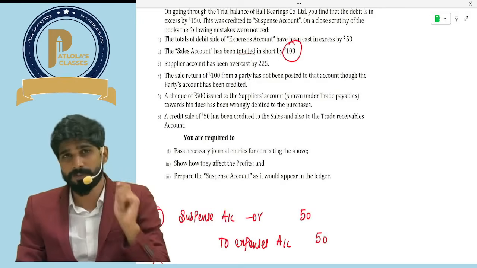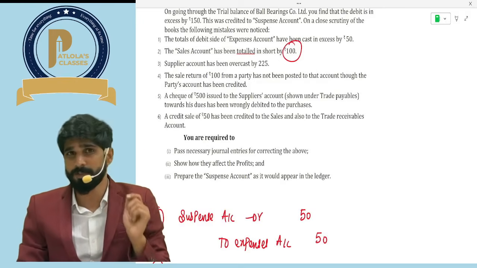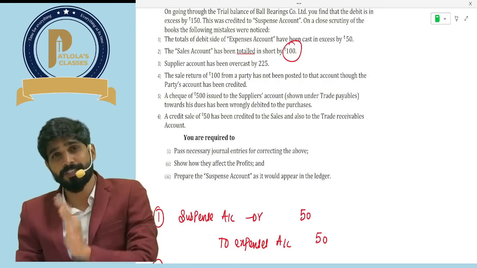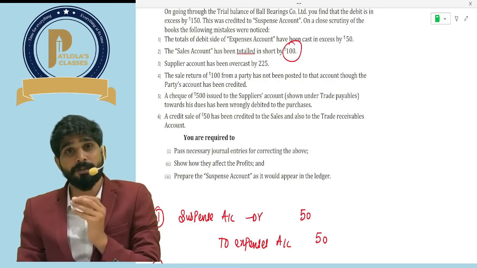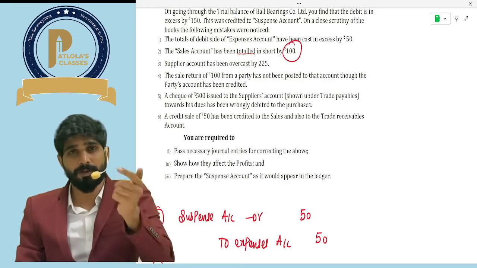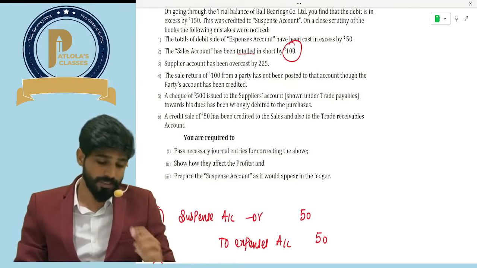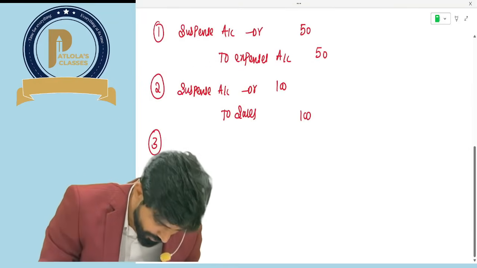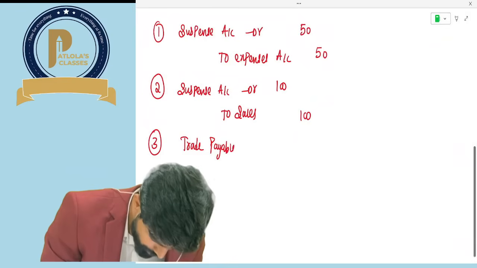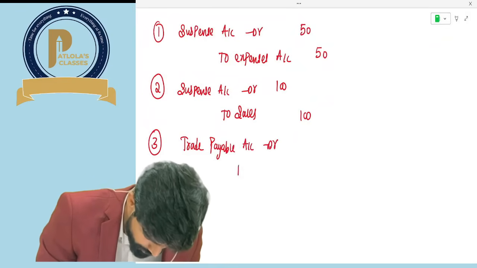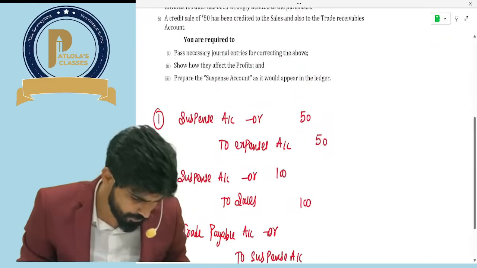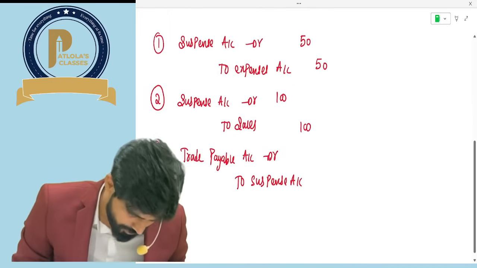That we will put it to suspense. So suspense will have a debit balance. Now that we are rectifying the error, suspense has to be cancelled by crediting, and trade payable has been taken more. In order to reduce that, now trade payable has to be debited. So what is the rectification entry? Rectification entry will be trade payable account debit to suspense account. How much is the amount? 225.